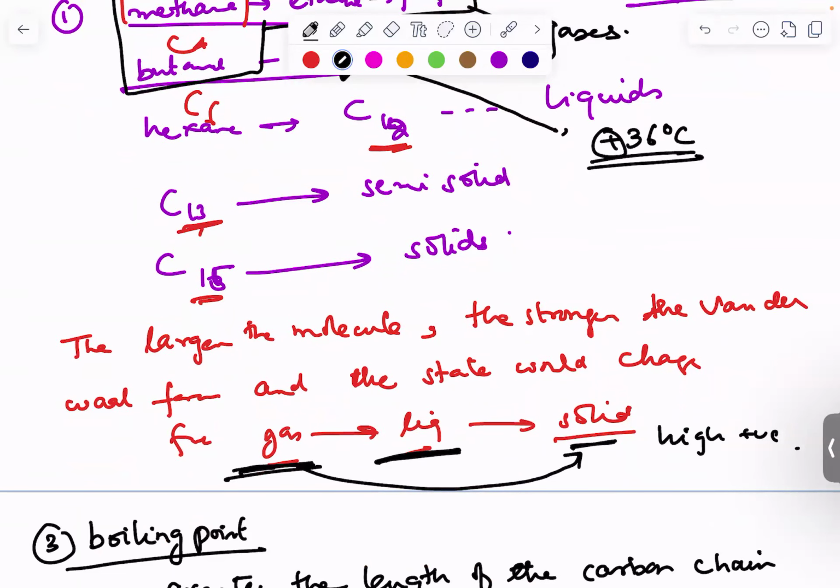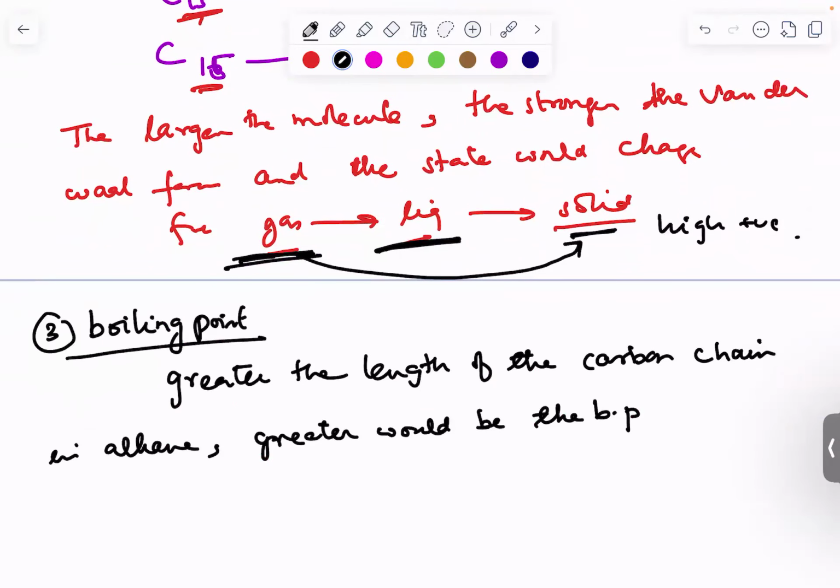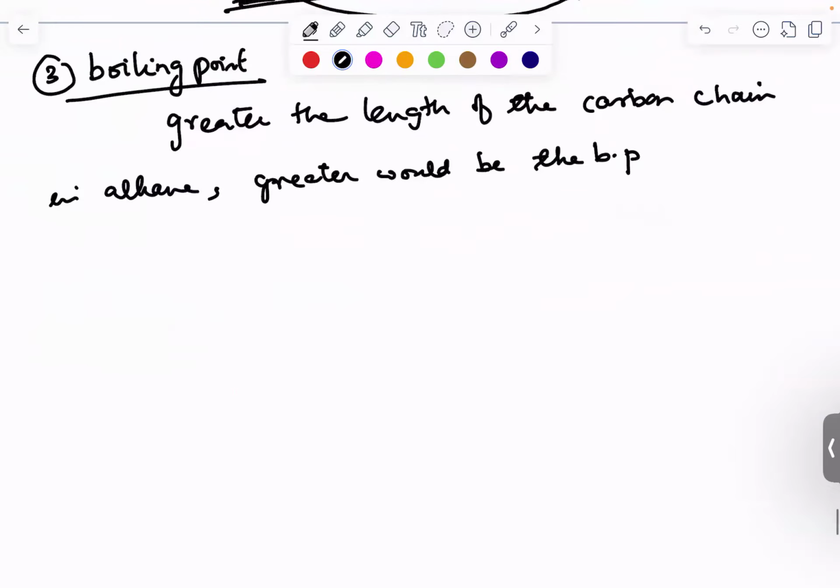As we go along from carbon number 16, the alkanes would start becoming solid. And when they become solid, definitely their boiling points would increase. Now, I'm going to tell you a very important point related to the boiling point of alkanes: the effect of branching.